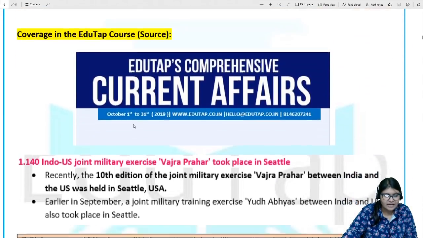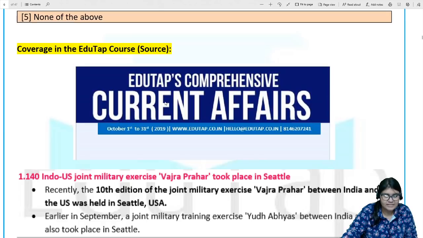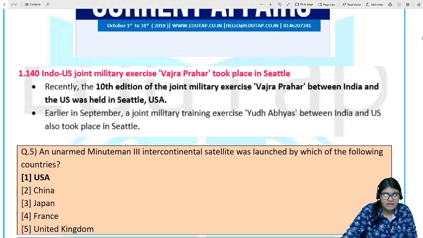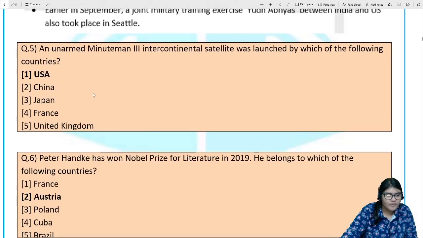You can see here that we have covered this particular exercise in the month of October in our magazine. We have taken the snapshot of it as well. It's the 10th edition of the joint military exercise between USA and India. It was held in Seattle. Moving on to the fifth question, an unarmed Minuteman 3 intercontinental missile was launched by which of the following countries? The answer for this question was USA.